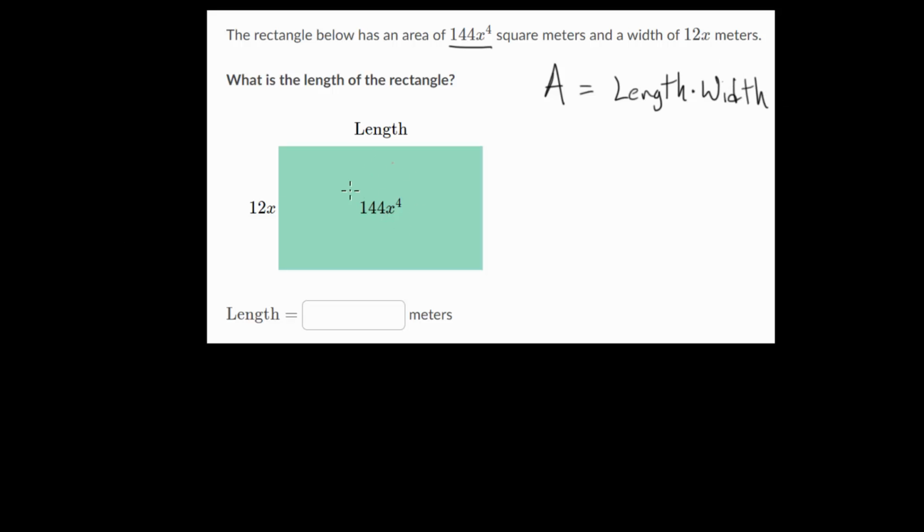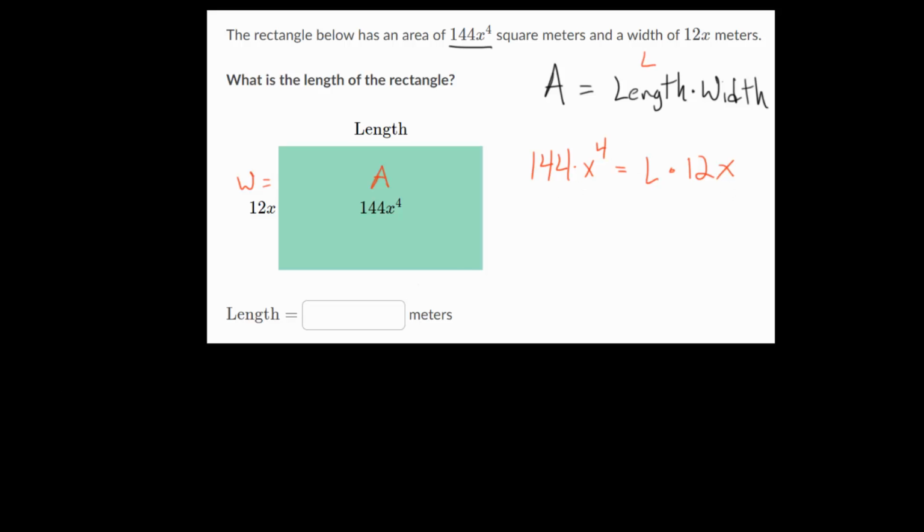And for this problem, we're told the area is 144 multiplied by x to the fourth. And we don't know what the length is. I'll just call the length L. So we have L multiplied by the width, and we are told that the width, W, is equal to 12x. So we need to figure out what this length is, and we could just solve for L here. Or we can use factoring. So either way you want to approach it.